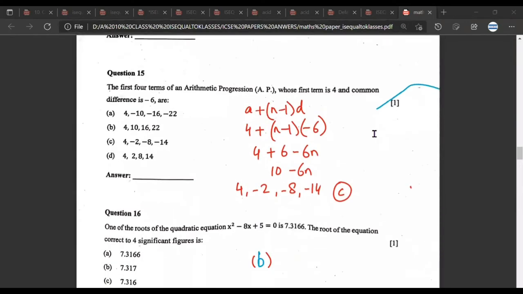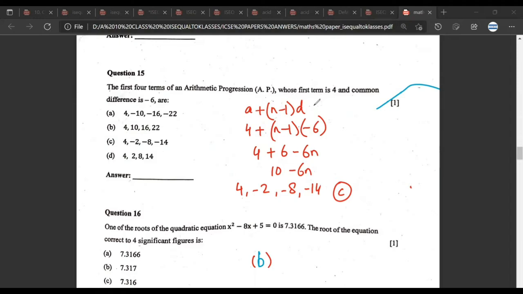Okay. The first four terms of the AP are required. The first term is 4, and the common difference is minus 6. I've done the whole process here, but you can skip the process and just look at the options and see which one satisfies. The first term is 4 and the common difference is minus 6. Because the common difference is minus 6, this one and this one are out of the picture. So 4 minus 6 is minus 2. So of course the answer will be C.